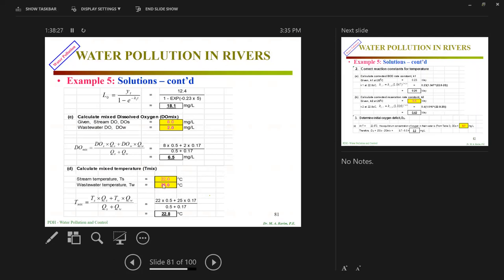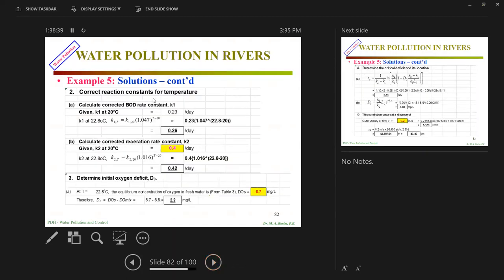Calculate the mixed temperature. The two are given, and I use a similar equation, like a weighted average. I get 22.8 degrees Celsius, right? So now I'm going to do the other step. I'll do the temperature correction of the two rate constants. For K1, if I do that, I get 0.26 because it's more than 20 degrees Celsius.